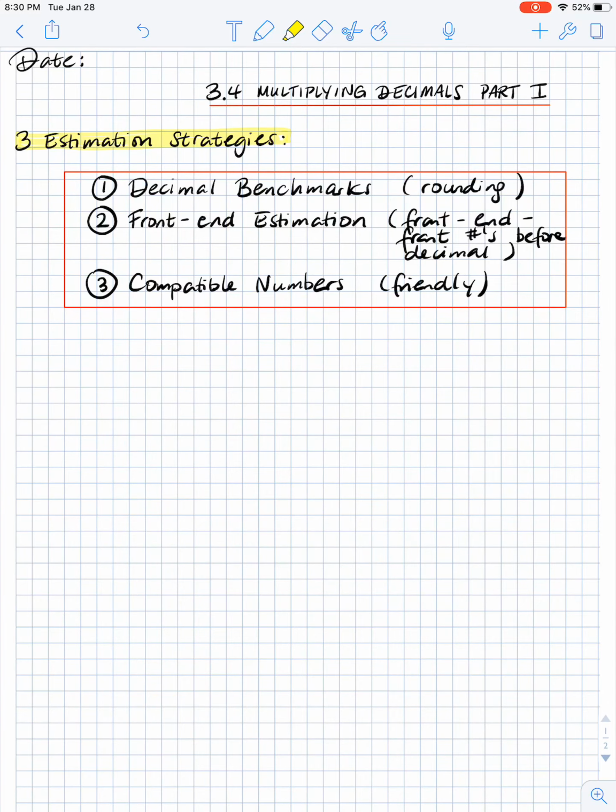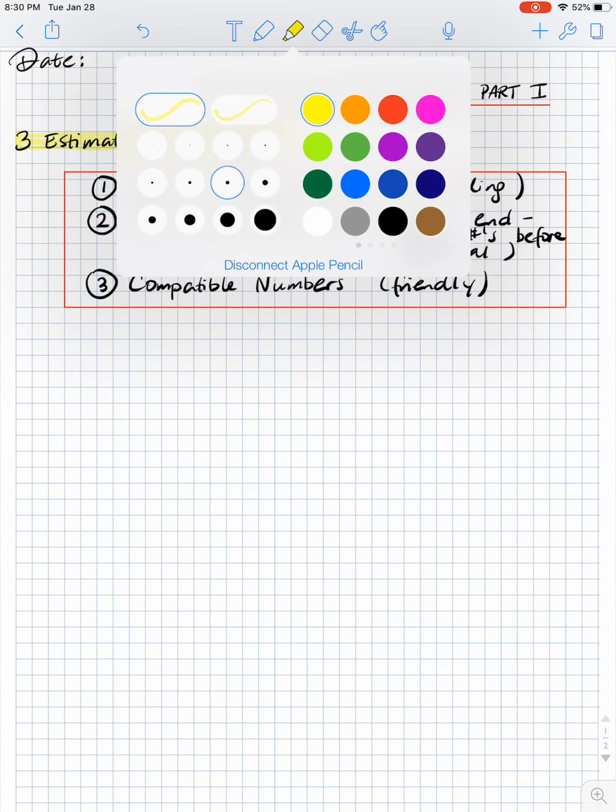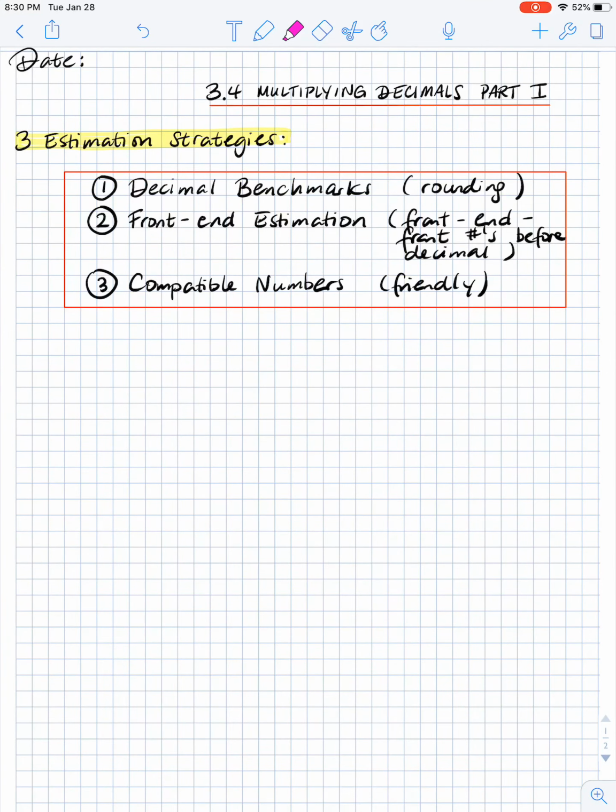If you remember from last time, we went over 3 estimation strategies. I'm just going to highlight the 3 here. The first one we talked about was decimal benchmarks. If you recall, that's the more traditional way of estimating because you're following the rules of rounding. The second estimation strategy we went over was front-end estimation. Front-end, in this case, refers to the front numbers that you'll just take before the decimal. Sometimes it'll follow the rules of rounding, but oftentimes it doesn't because all you're doing is simply taking the front numbers before the decimal and calculating it.